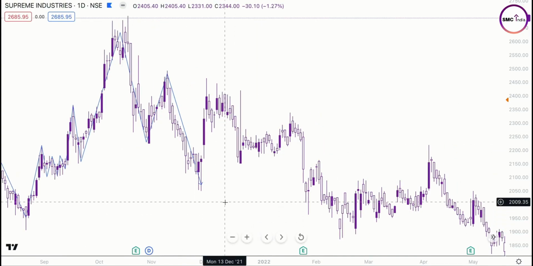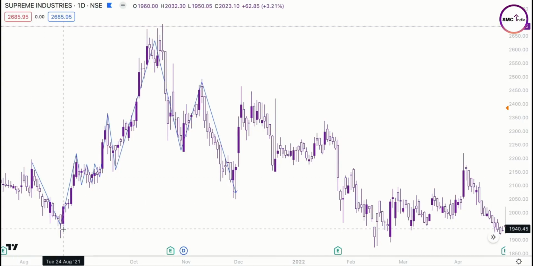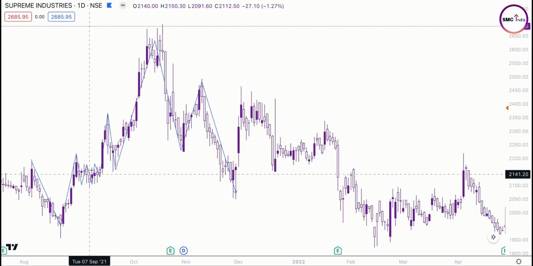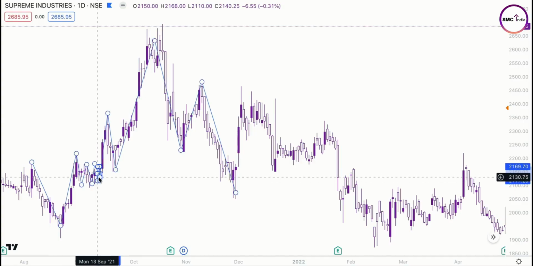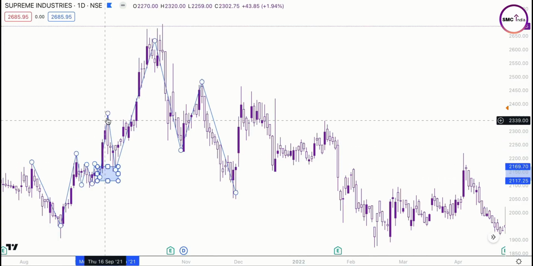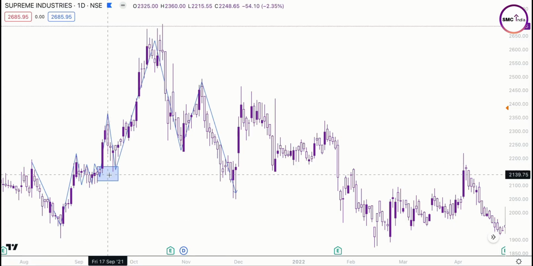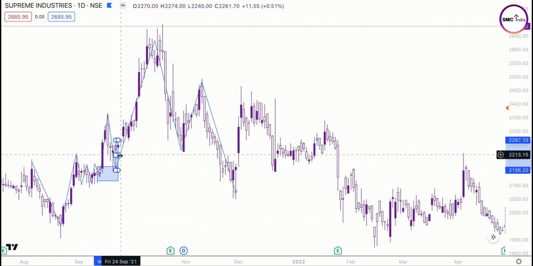And then there is a high here, there is a low here, there is a high here, and then the market consolidates. This is a valid demand zone which causes a breakout structure to the upside. This is another valid demand zone. These zones are very important.